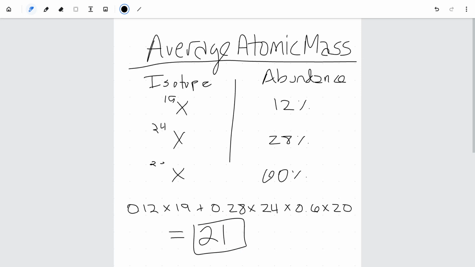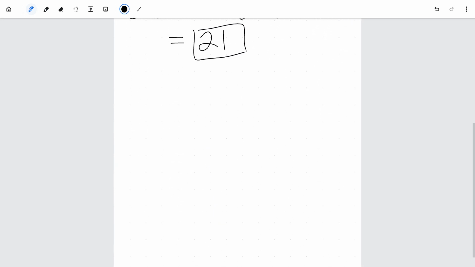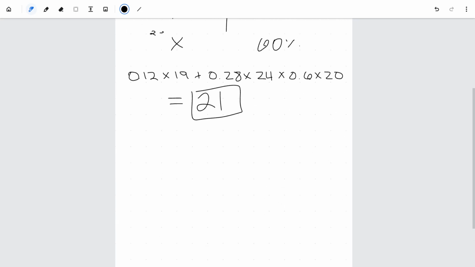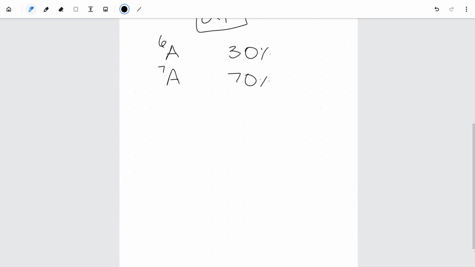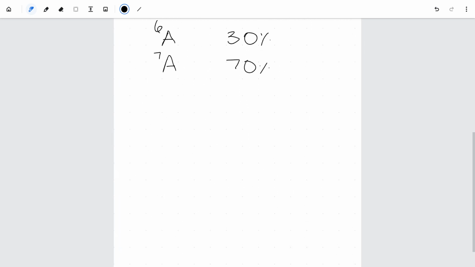Now, what if we have another molecule? We will call that mystery molecule A. So A has an isotope with an atomic mass of 6 and an isotope with an atomic mass of 7. The one with 6 has an abundance of 30%, and the one with an atomic mass of 7 has an abundance of 70%. Now, A forms a diatomic molecule.